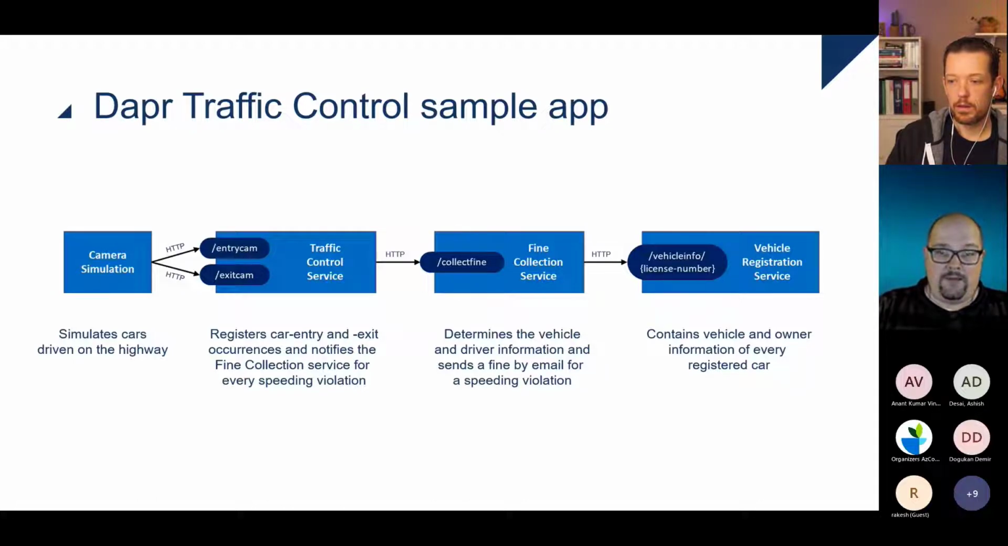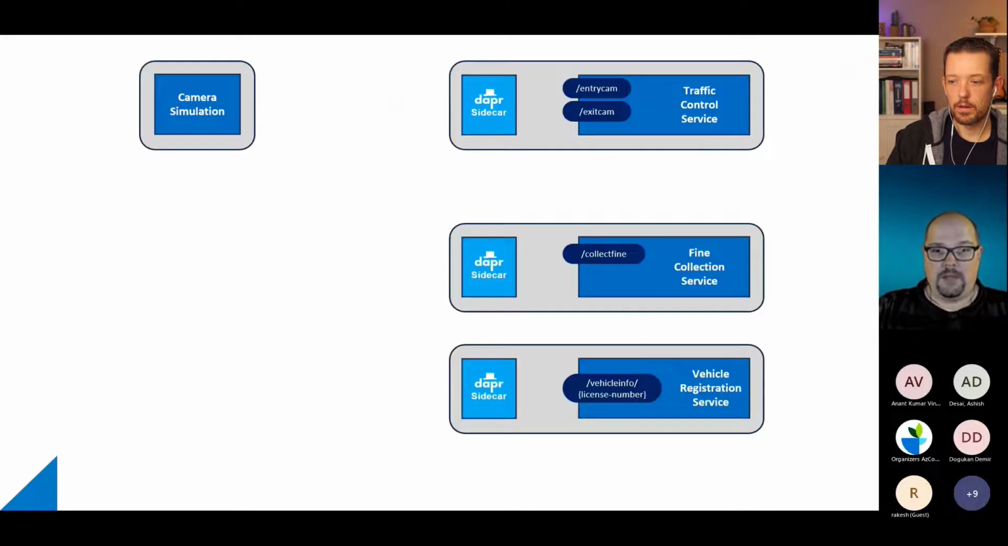And then throughout the workshop, we will start Dapr-izing this application. So we will be adding Dapr building blocks to these services and then replacing the HTTP communication with different means of communication. And what does this look like? First of all, if we look at the end solution for the workshop, then all these services, the traffic control, fine collection, and vehicle registration service, will start running with a Dapr sidecar. So they will be Dapr-ized, so to speak.